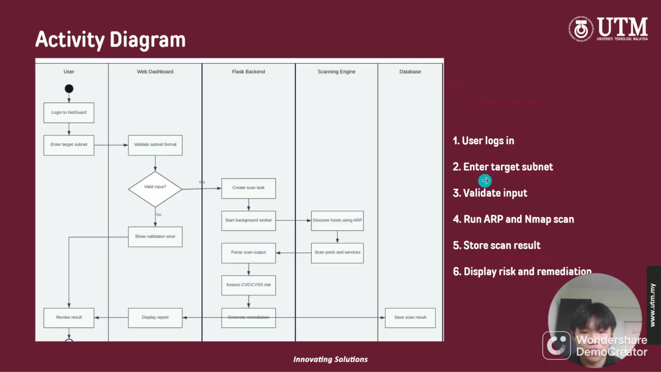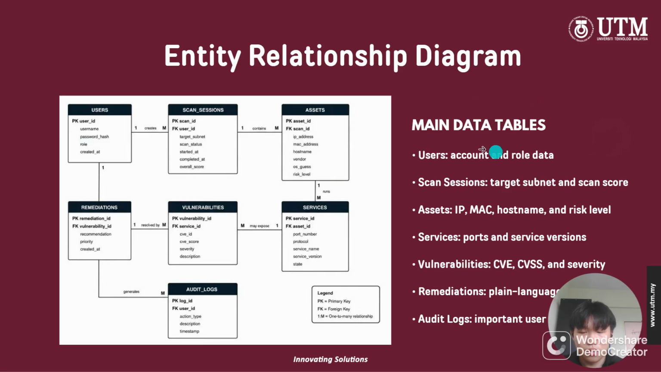The activity diagram shows the flow of the network scanning process. And this slide shows the database design of our system through the entity relationship diagram. The main tables include user, scan session, asset, service, vulnerabilities, remediation, and audit logs.